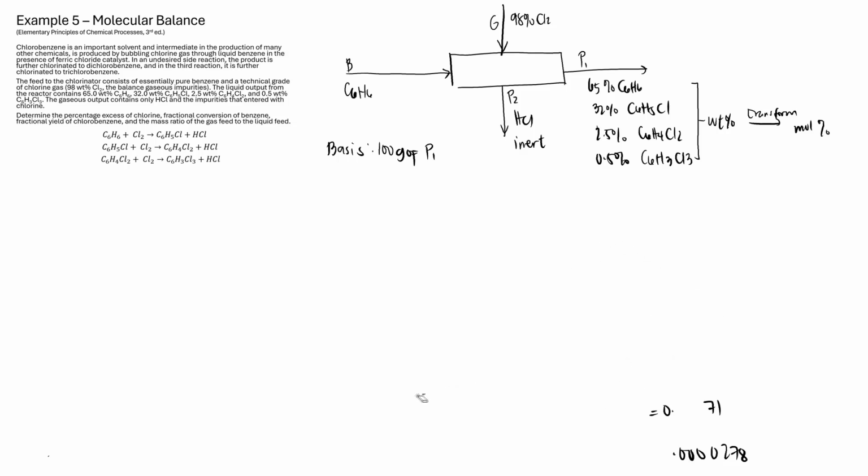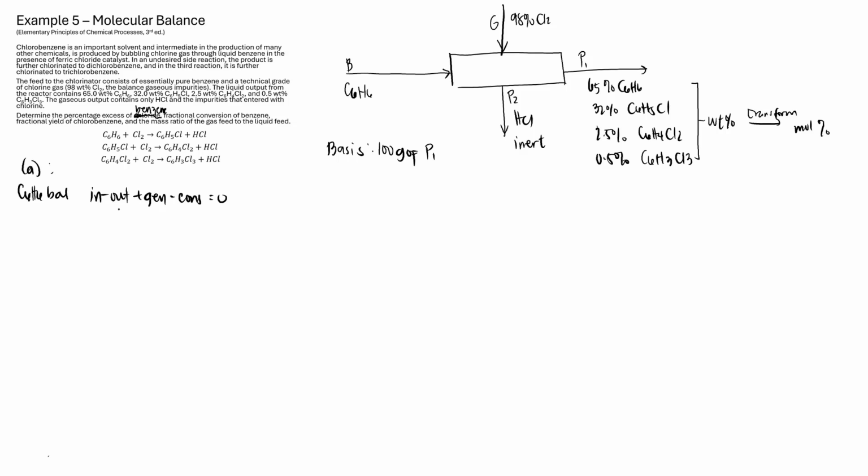Okay, so we start off with, it's not chlorine, it's supposed to be benzene. Percent excess of benzene. So let's do this benzene balance. In minus out plus gen minus consume is equal to 0.